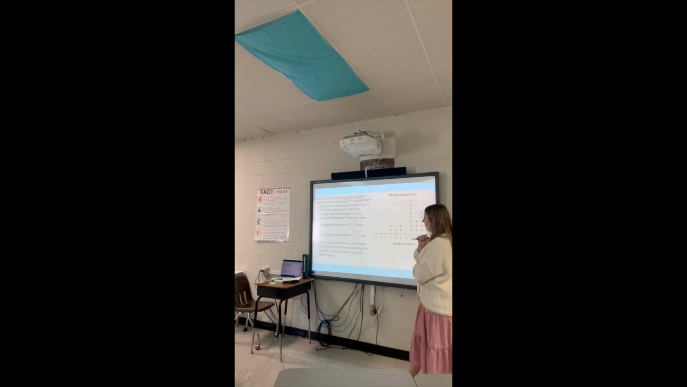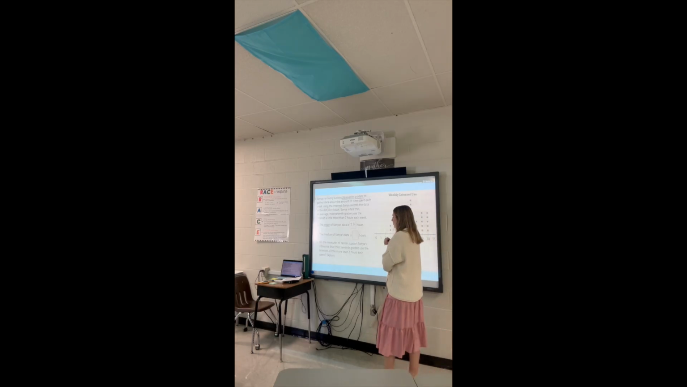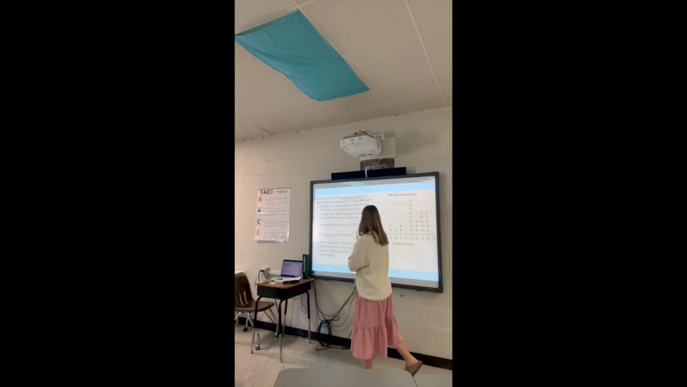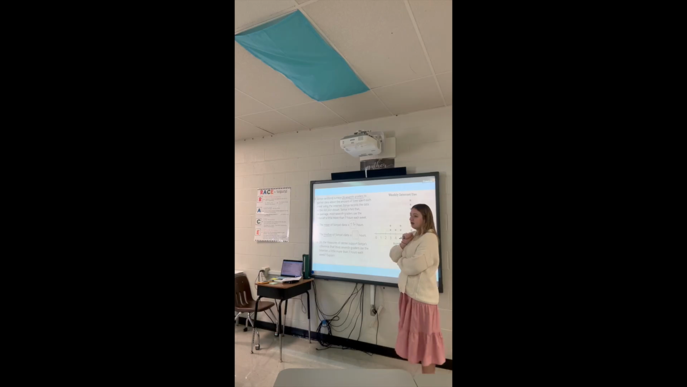So the median of Sonia's data is blank hours. What does median mean? The middle. What did y'all get for this one? 7.5. How did y'all get that? You count up all the dots and find the middle, and since the 13th dot is at 7 and the 14th dot is at 8, you find what's in the middle of 7 and 8, and you get 7.5. Did someone do a different method?